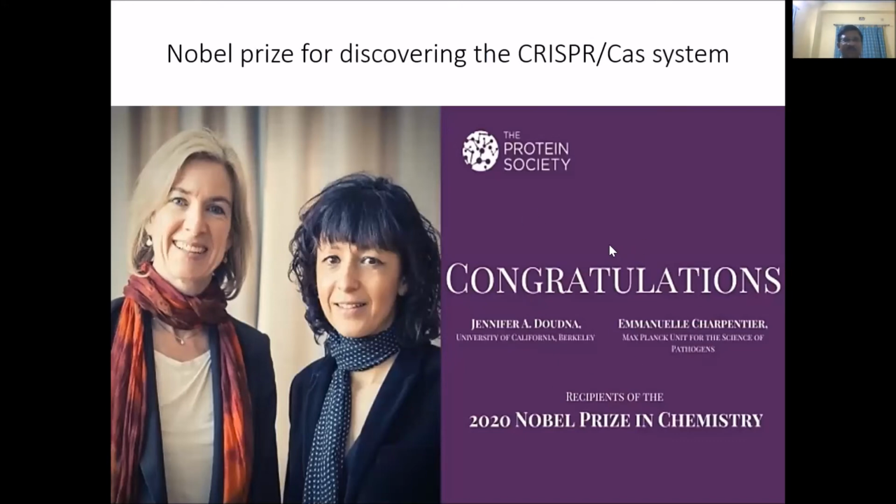The Nobel Prize of 2020 was an all-female Nobel Prize in the field of chemistry that proved the capability of female scientists in the field of chemistry. They were Jennifer Doudna and Emmanuelle Charpentier, who received the Nobel Prize in 2020 for discovering that this CRISPR-Cas system has very potential capability for treating many gene disorders through gene therapies.